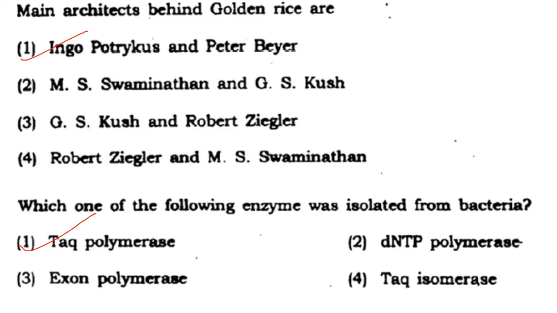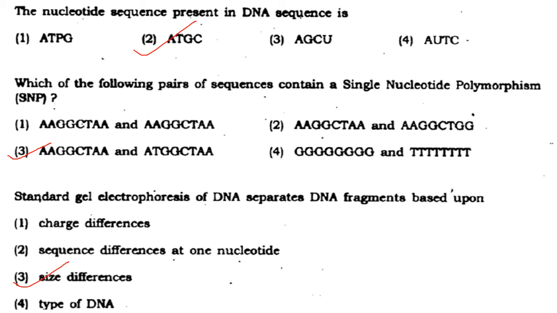Main architects behind golden rice are 1 Ingo Potrykus and Peter Beyer, 2 MS Swaminathan and GS Khush, 3 GS Khush and Robert Ziegler, 4 Robert Ziegler and MS Swaminathan. Answer is option 1, Ingo Potrykus and Peter Beyer. Next one. Which of the following enzyme was isolated from bacteria? Option 1 Taq polymerase, 2 DNTP polymerase, 3 exon polymerase, 4 Taq isomerase. Answer is option 1, Taq polymerase.